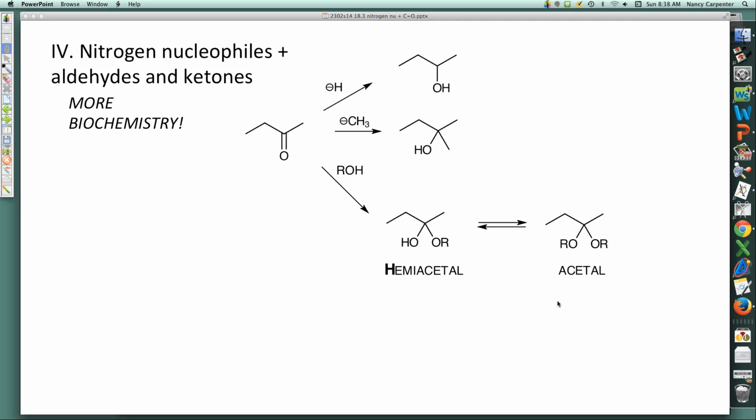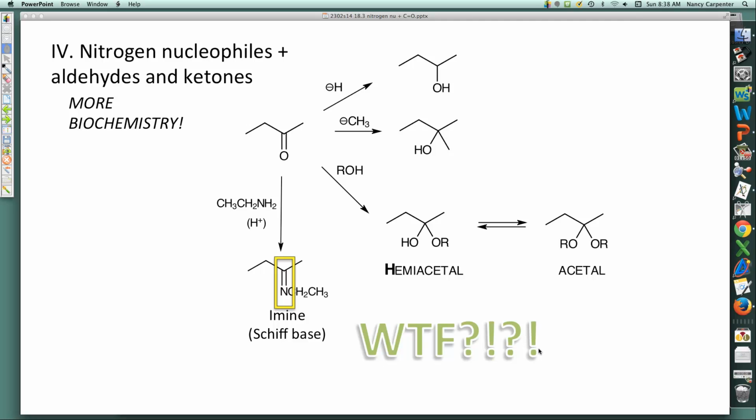Okay, fine and dandy. Then we look at nitrogen. We add a primary amine under mildly acidic conditions, and we get what's known as an imine, aka in biochemistry land, a Schiff base. So what's up with that? And this, my understanding, by the way, is that this stands for what's the fuss. So what is the fuss? What is going on that all of a sudden with nitrogen we get a carbon-nitrogen double bond?